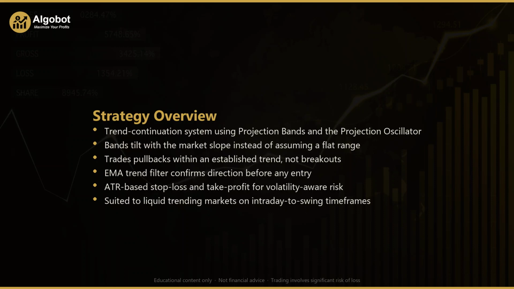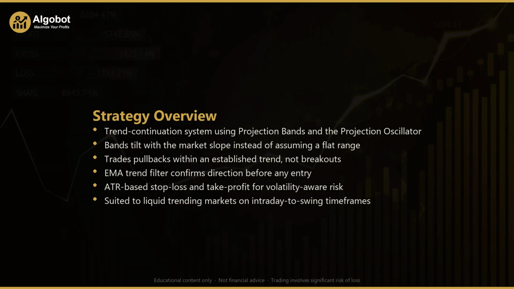The first is the projection bands. Rather than drawing flat horizontal channels the way many indicators do, these bands fit a least squares regression slope to the recent highs and, separately, to the recent lows. Then every past high and low is slid forward along its own slope to the current bar. The highest projected high forms the upper band, and the lowest projected low forms the lower band. The result is a channel that tilts with the trend, leaning up in a rising market and down in a falling one, so it tracks direction instead of fighting it.